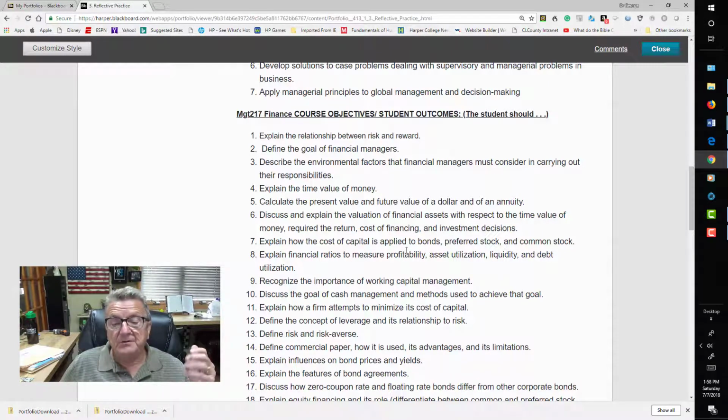Explain how cost of capital is applied to bonds, preferred stock, and common stock. It's just an extension. So they already had accounting. They already had some intro to business. We talked about stocks and bonds, and now we're looking at the cost of capital. How much does it cost to maintain it? Either I purchase stocks as another flow of income, or I basically sell stocks or bonds. That's debt or equity financing.